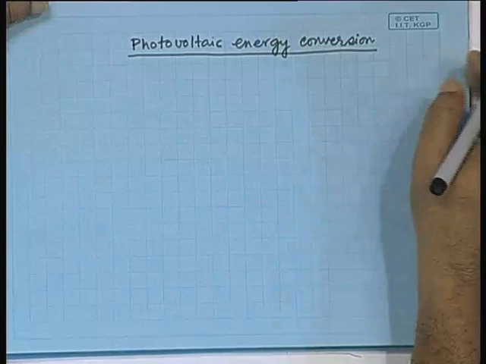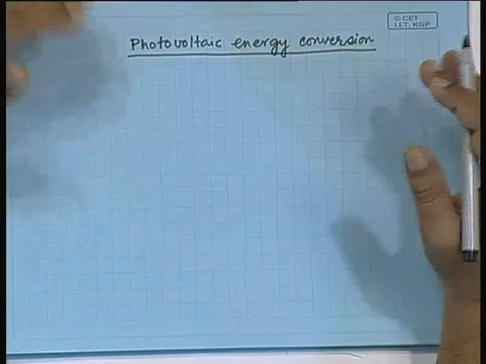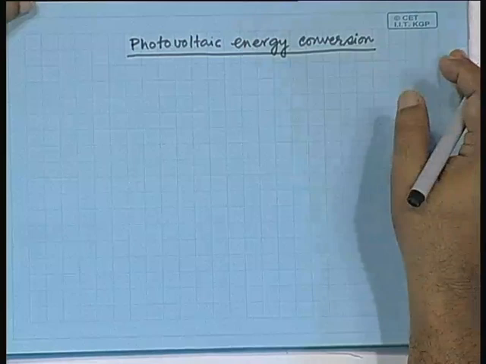Now, essentially in photovoltaic energy conversion, you seek to convert the solar energy directly into electricity without going through the intermediate stage of converting first into thermal energy and then electrical energy. So, it is a direct conversion of energy from the sun's rays into electrical energy.